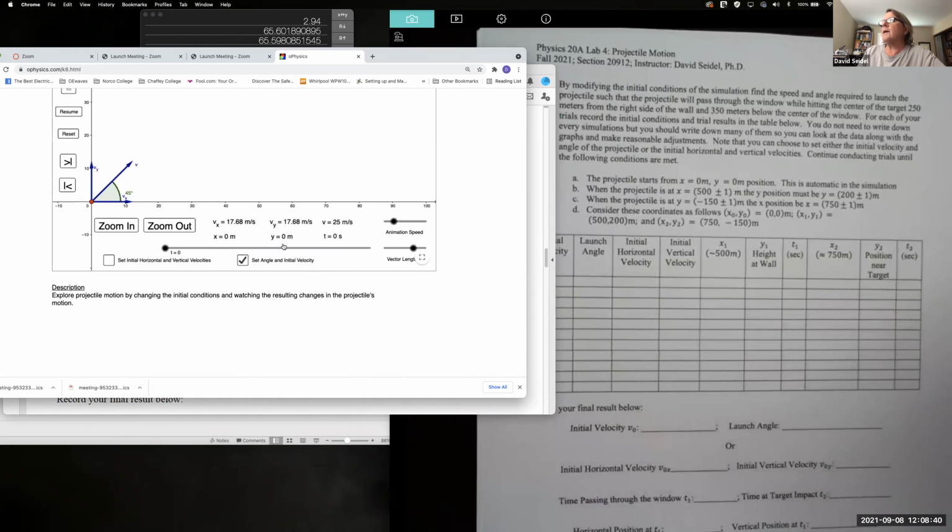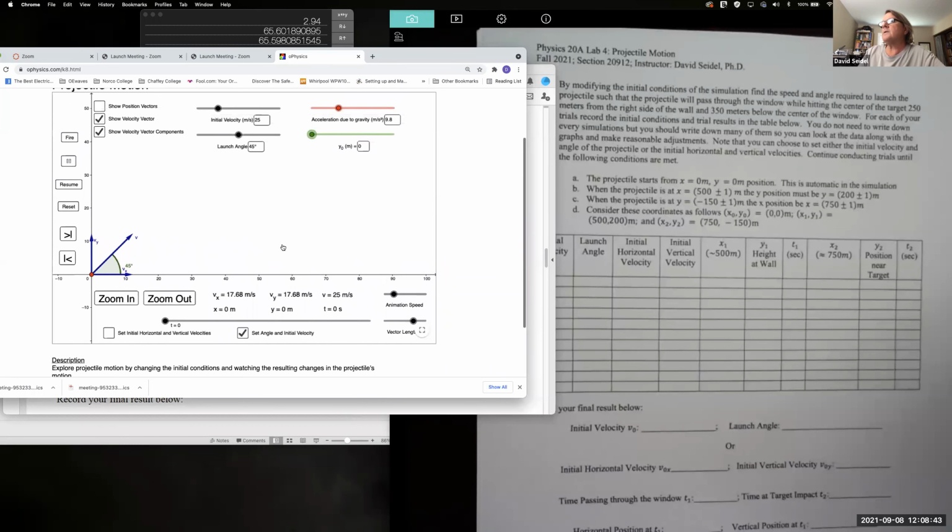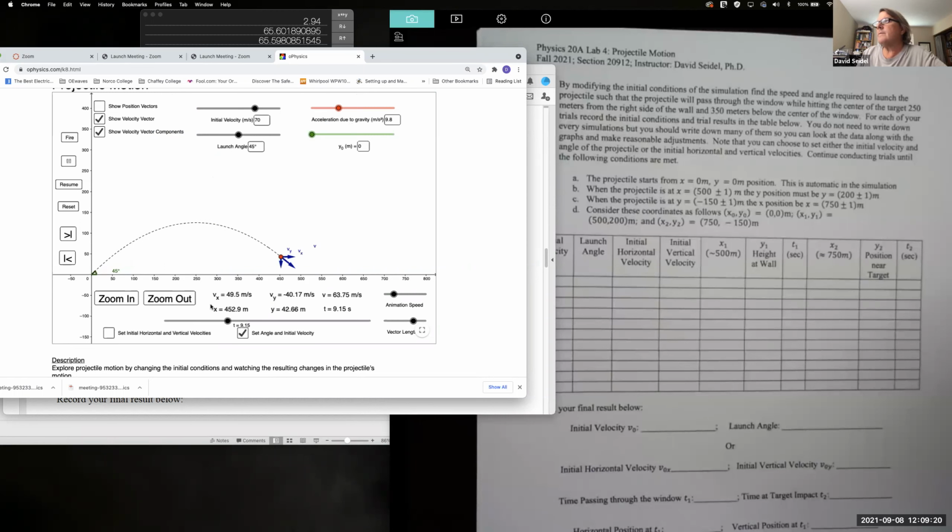So if I go to this, I'm going to start, I need to set up an angle. I'll start with a 45-degree angle and, I don't know, about 70 meters per second, just for that. You're going to need to choose something. And I'm going to hit fire. And I'm going to zoom out. And I'm going to pause it.